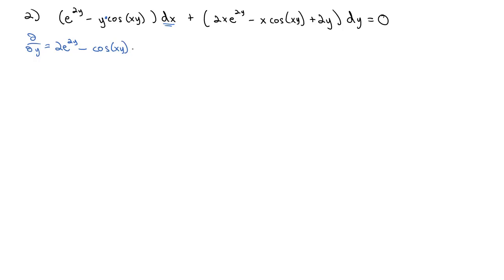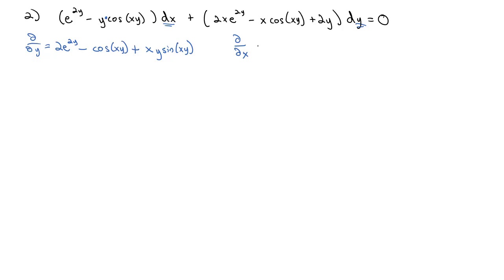And then plus, distributing the negative through, y times the derivative of cosine, which is negative sine of xy, times the derivative of the inside, using the chain rule, is just x when we're taking the derivative with respect to y. On the right side, we'll take the partial with respect to x, because we've already done the y.